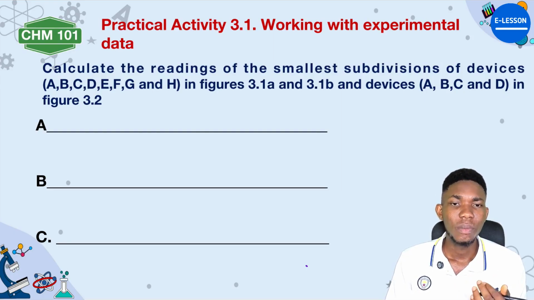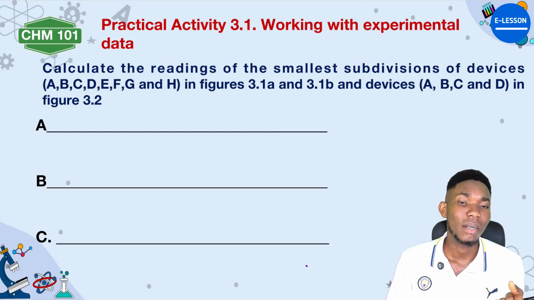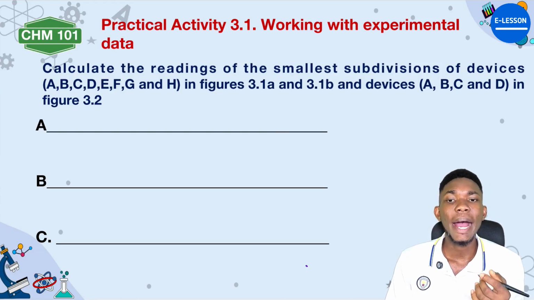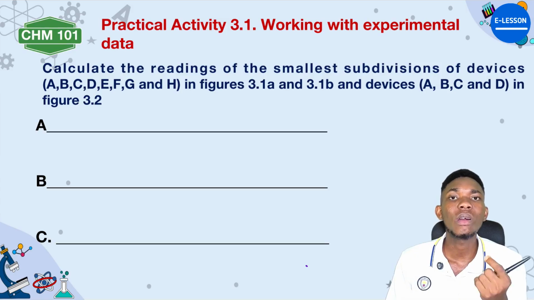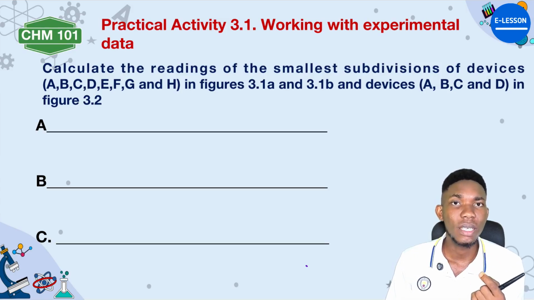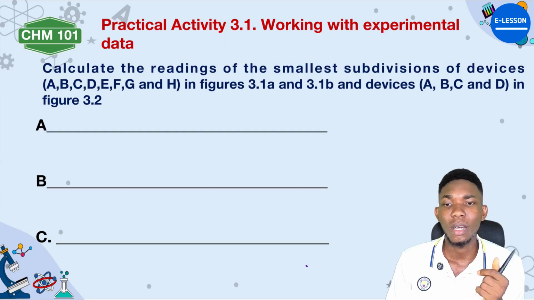Precision has to do with the degree of reproducibility or repeatability of measured values, while accuracy has to do with how close the measured value is to the true value. And that is what we are trying to ascertain using this particular practical.